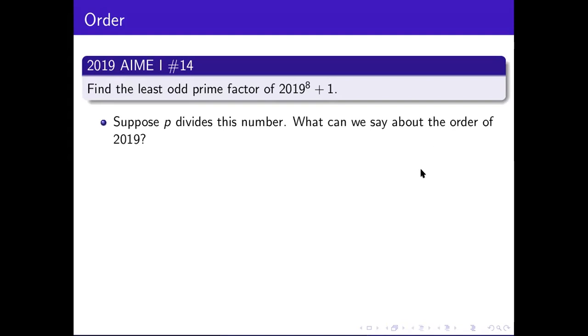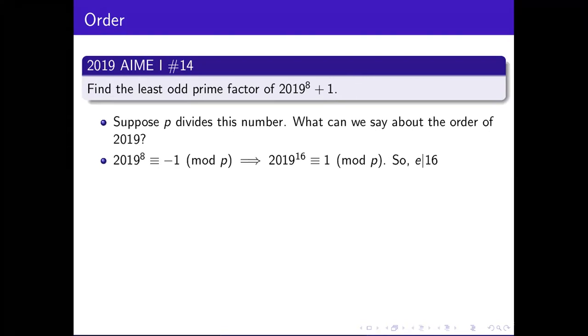If p divides the number 2019 to the 8 plus 1, we can say that 2019 to the 8 is equivalent to -1 mod p, which means that 2019 to the 16 is equivalent to 1 mod p. So the order e has to divide 16. What do we know the order is? We know it divides 16, but can we say anything else about it?